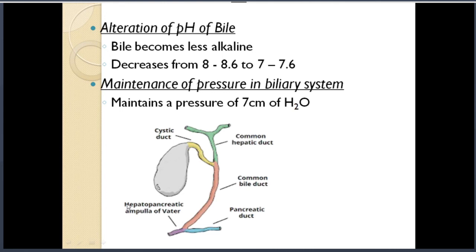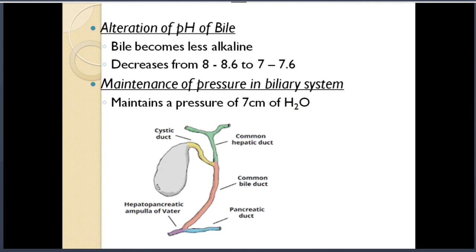The gallbladder is also responsible for maintenance of pressure in the bile ducts, and it maintains it at a certain level of 7 centimeter of H2O. It actually equalizes the pressure. Otherwise, there would be a continuous flow of bile from the liver into the duodenum, but it restricts that. There would be a very high pressure.